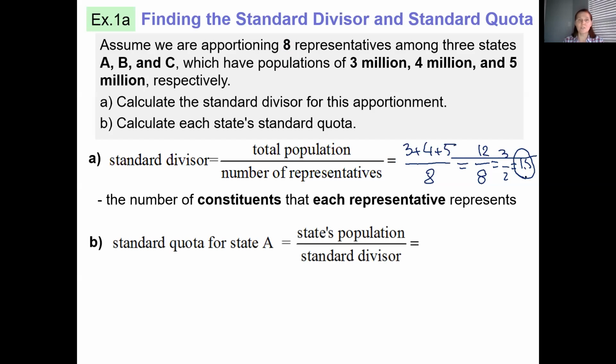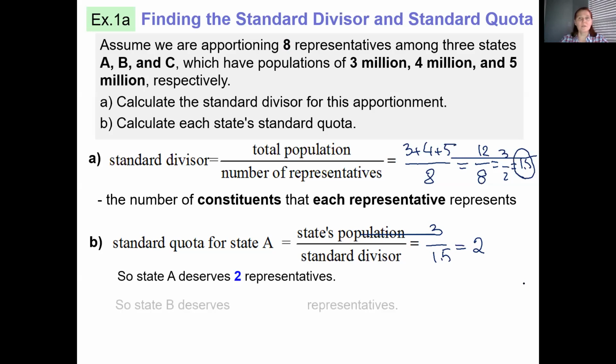1.5 million constituents are represented by one representative in this country. Let us now find the standard quota for state A. The population of A, 3 million, divided by the standard divisor 1.5, and this is 2. This time we got an exact number. So in case we use the Hamilton method for this apportionment, we will consider that the fractional part is 0. So state A deserves 2 representatives.